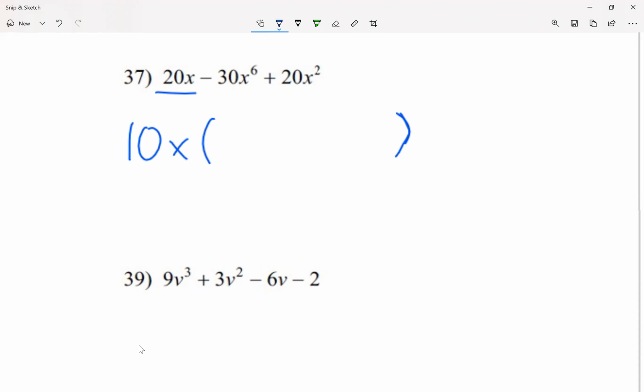All right, in the first term, 20 divided by 10 is a 2. In the exponent, I get x to the 0, so don't write it at all. My next term, -30 divided by 10 is a -3. And then x to the 5th. My last one, 20 divided by 10 is a +2, and then x to the 1.